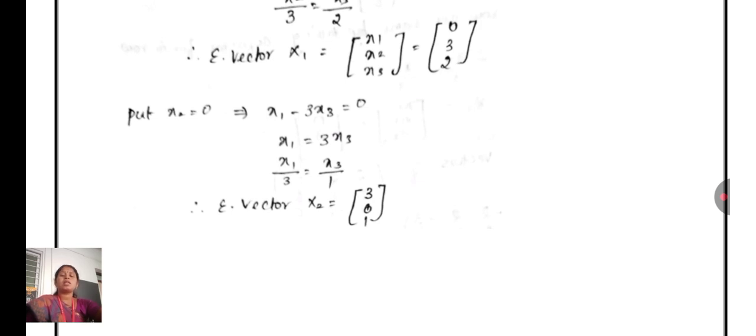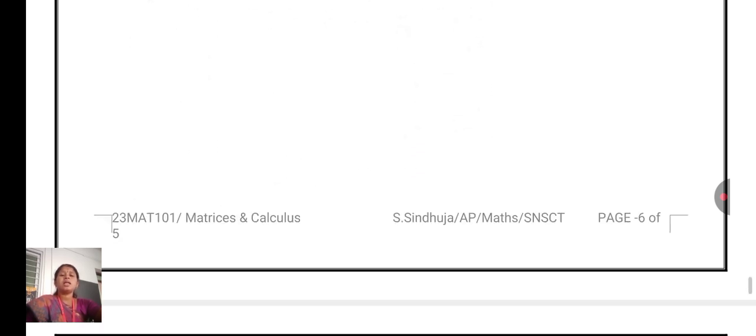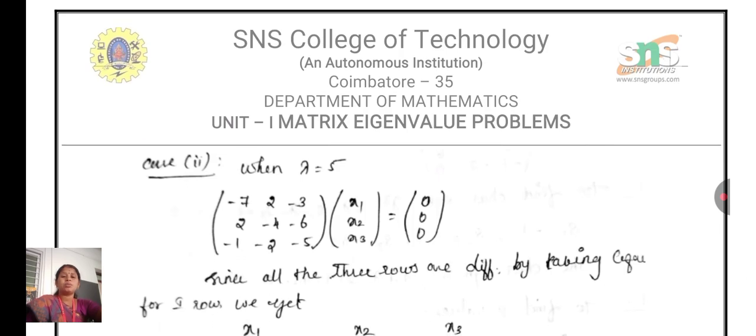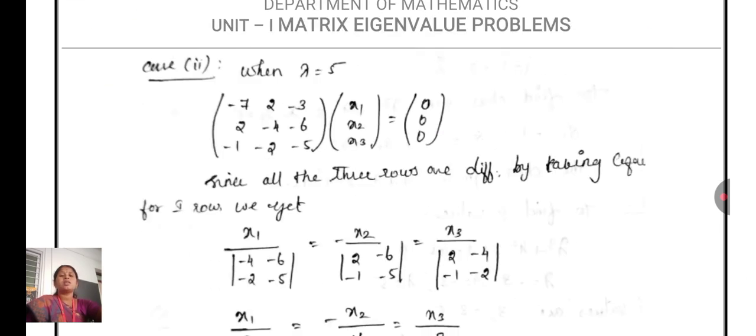In that case, we assume x1 as 0 and get an eigenvector, and for the second eigenvalue, which is a repeated eigenvalue, we go for the next assumption, x2 as 0, so that the next eigenvector is 3, 0, 1. For the third eigenvalue, lambda equal to 5, which is different from the other two, substituting that we get the matrix [-7 2 -3; 2 -4 -6; -1 -2 5] and the column vector x1, x2, x3 equal to 0.